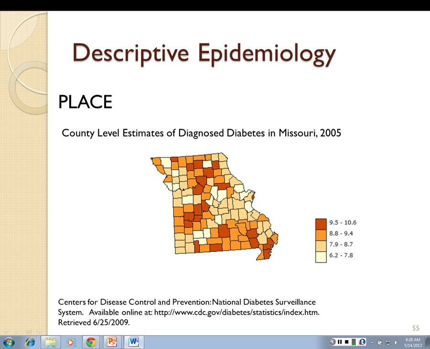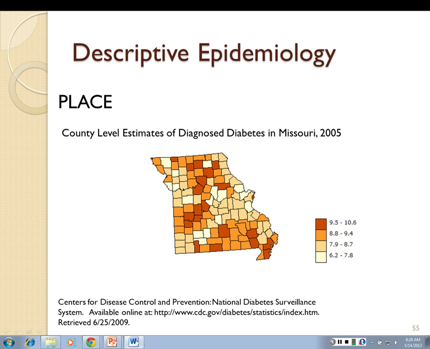Now we can also talk about place when we're talking about descriptive epidemiology. When we examine the distribution of diabetes by geographic location, you can see that the prevalence of diabetes differs based on where people live. Now note these are distributed by county of residence, not by where the person was diagnosed.